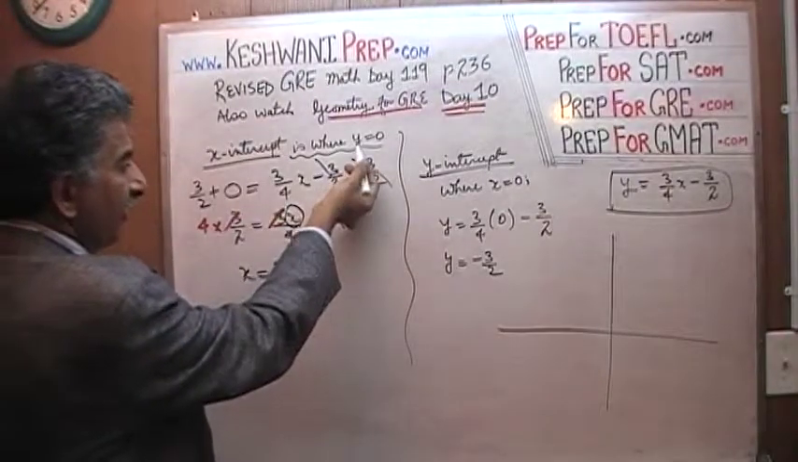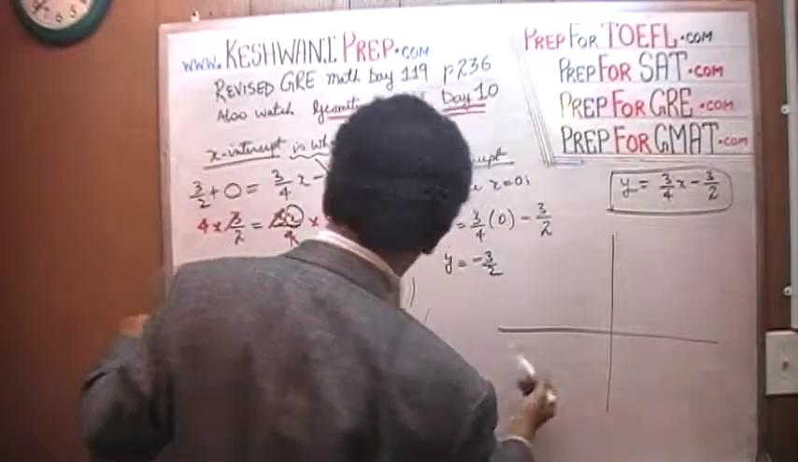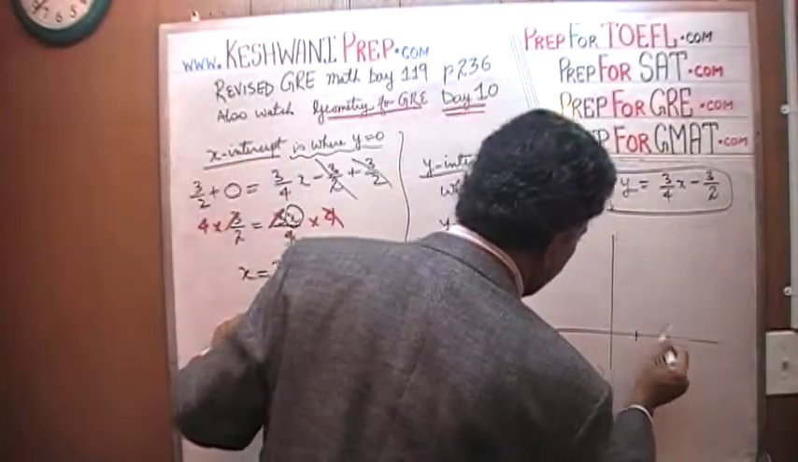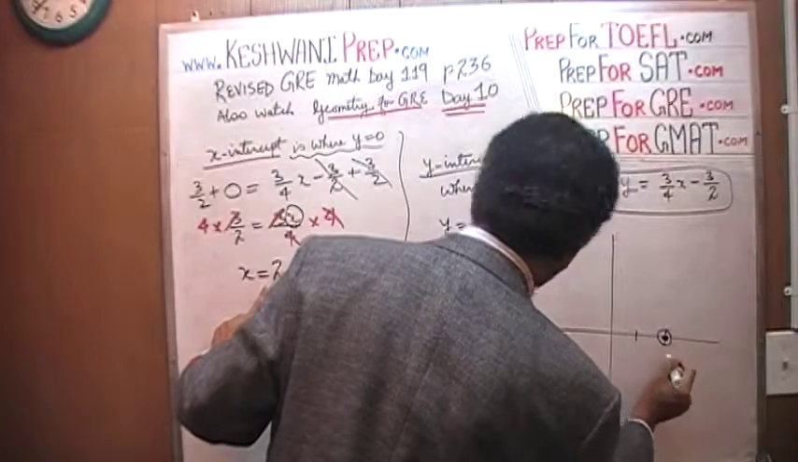X-intercept is where y is equal to 0. If y is equal to 0, we are on the x-coordinate and it goes through 2. 1, 2, it goes through here. That's our x-intercept, right here.